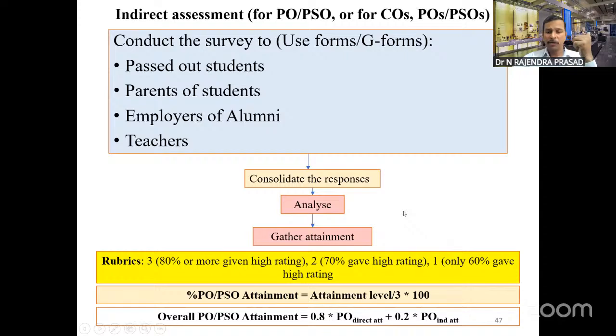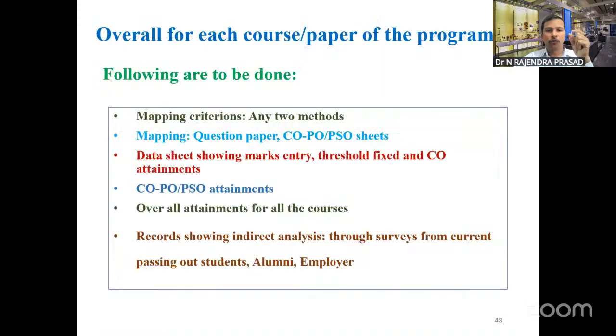So this is how the mapping and attainment strategy you have to follow. It should be done for each and every course. If an MA program is having 40 courses, for all the 40 courses, this process should be repeated. Then the final attainment for the program, you have to get it as average.